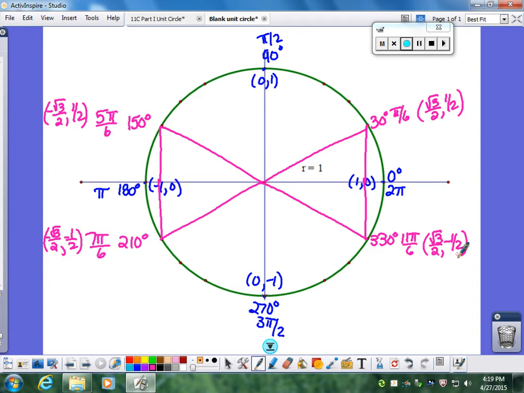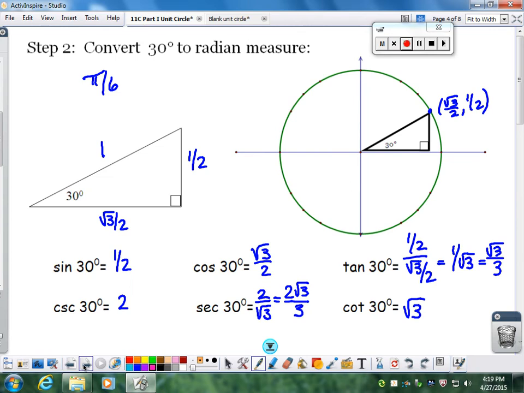And I'll show you how we're going to use this in class next time. Alright, so those are our 30-degree family members. You've got to memorize the degree measurement, the radian measurement, and the coordinates that go with it, the x and y values. Alright, next family member.